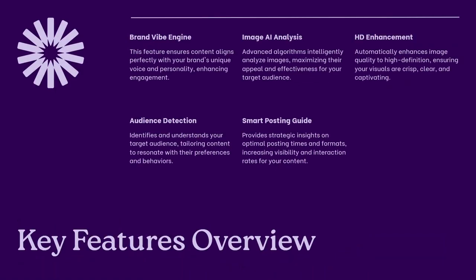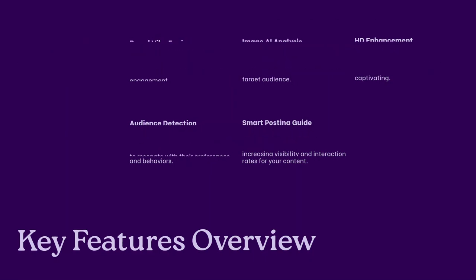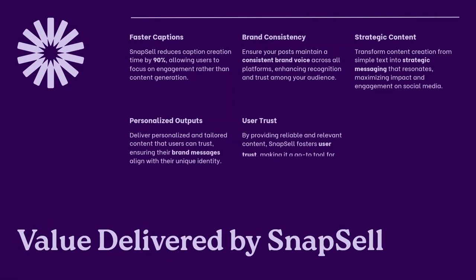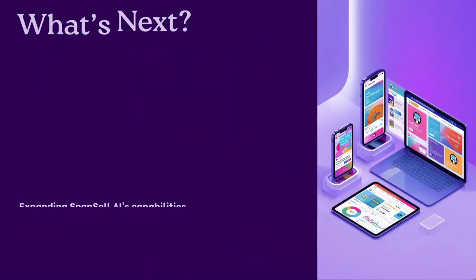Key features: brand vibe engine, as I just showed you. Then we have image AI analysis, HD enhancement, audience detection, which is shown in the creative insights, and also a smart posting guide. Also, the value delivered is faster captions, brand consistency, the most important thing, and strategic content. It also shows you how to position your messages so that they resonate well with your audience. Then we have personalized outputs, and we are also developing user trust, making it a go-to tool for marketing people. We want to be reliable and generate relevant content.